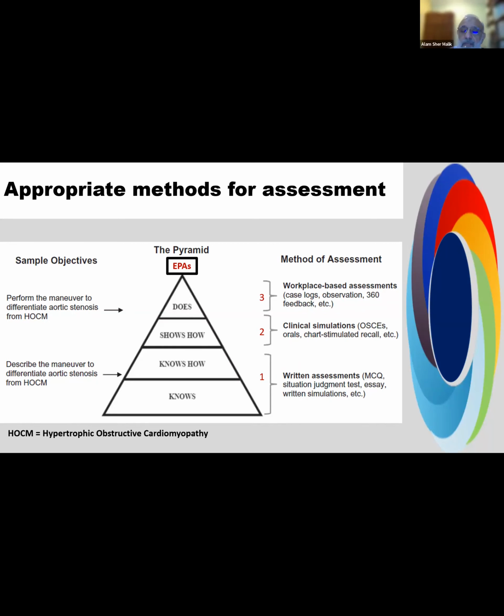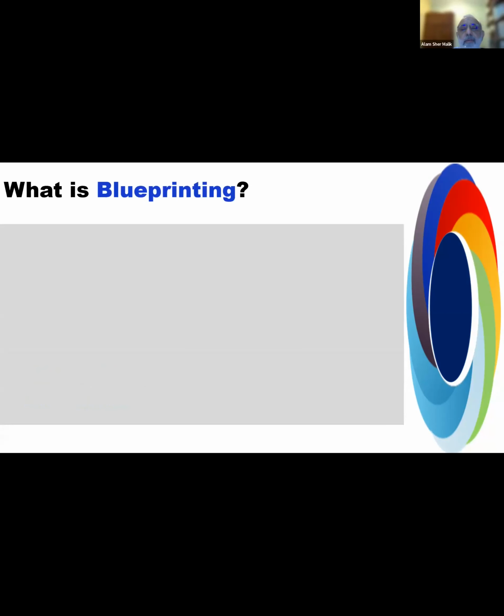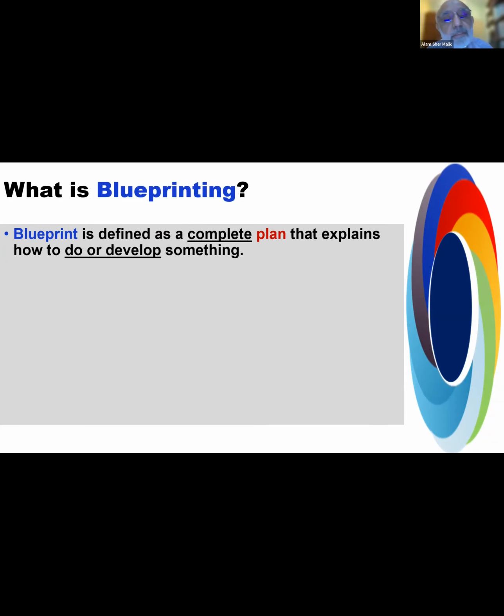So these three concepts are necessary to understand before we really understand what blueprinting is. Okay, now coming to blueprinting. Blueprinting is defined as a complete plan that explains how to do or develop something. So basically, it is a drawing board which would draw the whole plan and the intricacies.